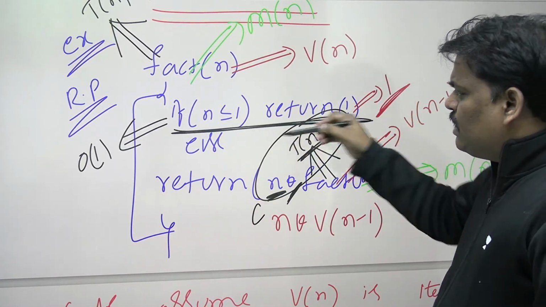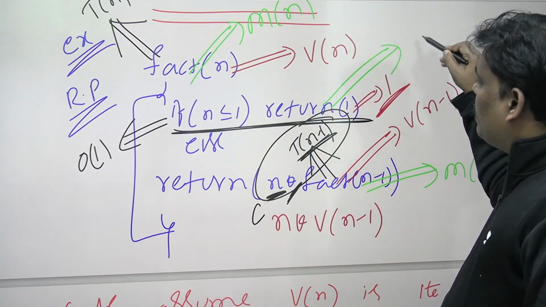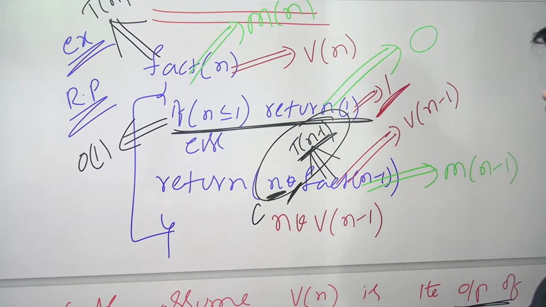Any multiplication in this line? No. So number of multiplications is 0. In the if condition, nowhere is there a multiplication operator, the star. So the number of multiplications in the if condition is 0.